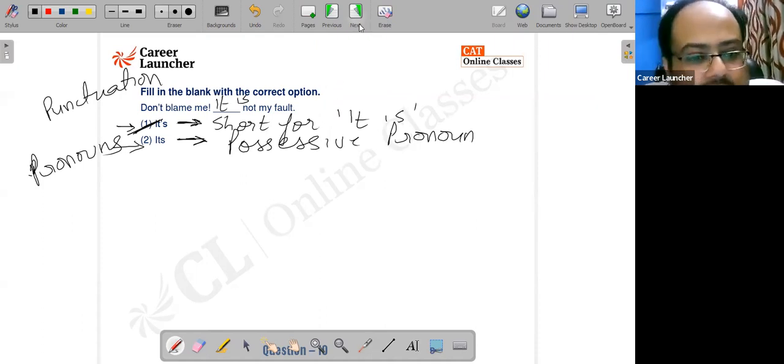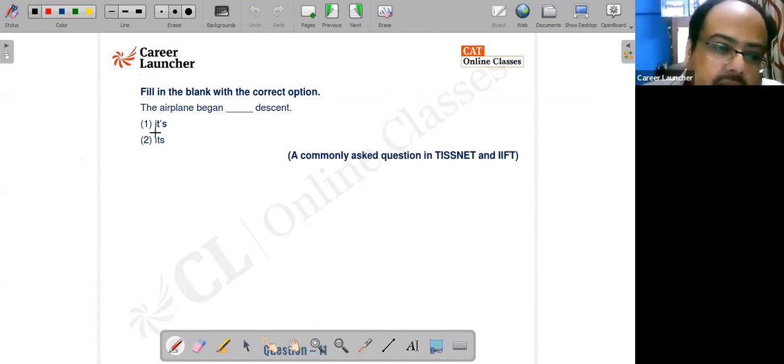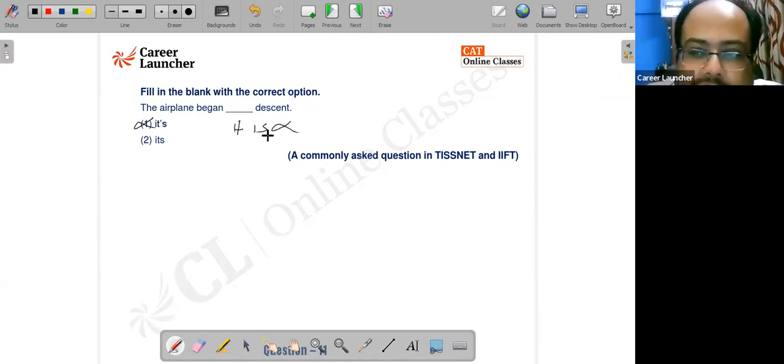In the next question, "the airplane began its descent." Here it cannot be option 1. Why can't it be option 1? Because I cannot say "the airplane began it is descent." So it cannot be option 1. Vaishnavi, correct. Here it is the second option. The airplane began its descent.